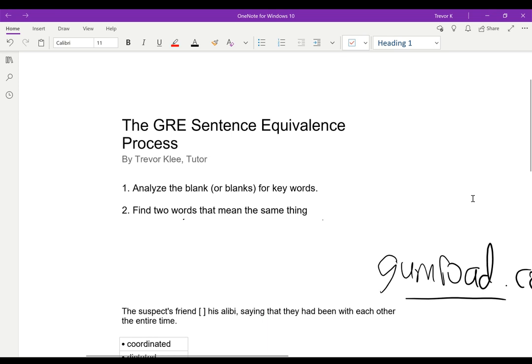Hi, my name is Trevor Klee, and this is the GRE sentence equivalence process. In a previous video, I covered the text completion process, and this is the sentence equivalence process. It's not too different because both of them involve vocab, but there are a few changes here.